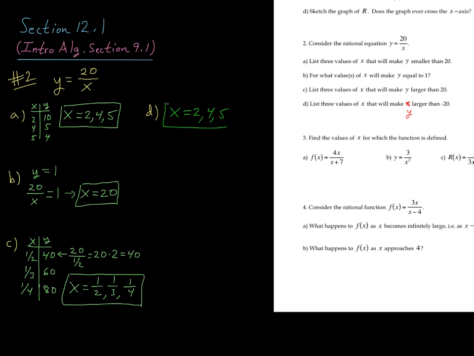You could input, if you wanted, though, like some negative values of x. For example, if I put in x equals -2, I get 20 divided by -2, and I'd get -10. That would also still be larger than -20. Okay, so again, there's many possible answers, all right?